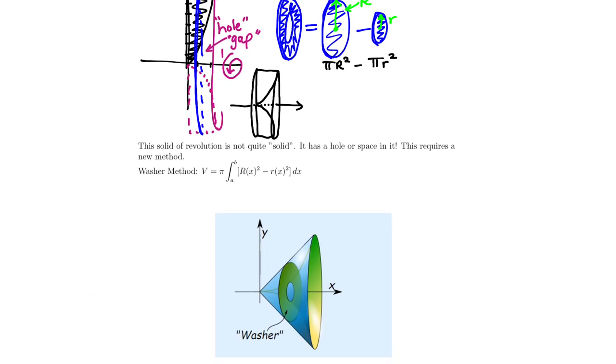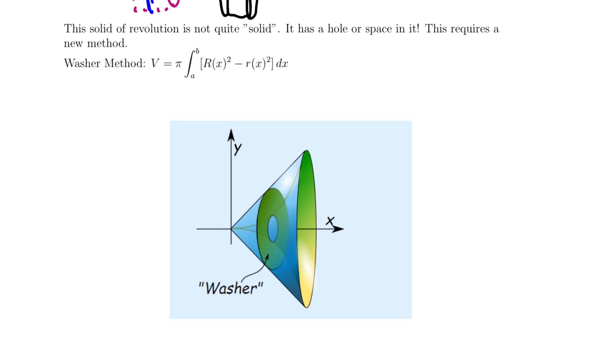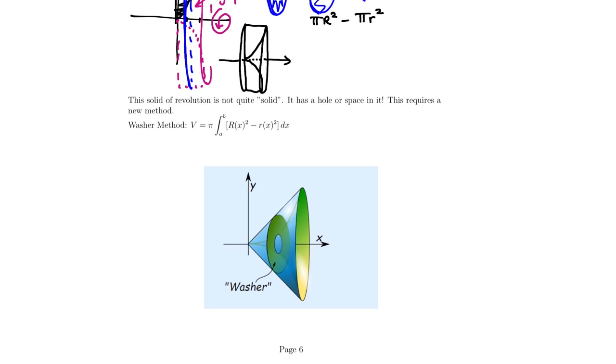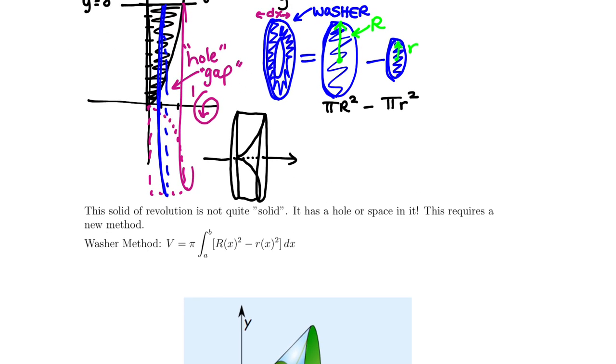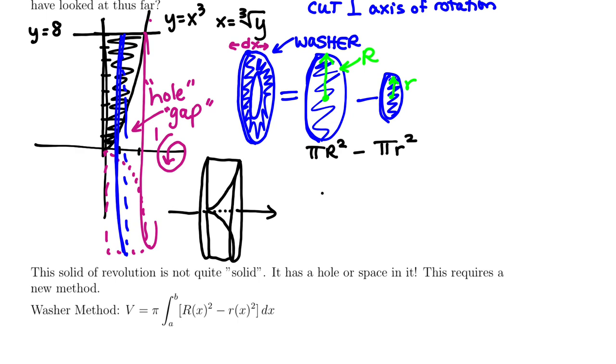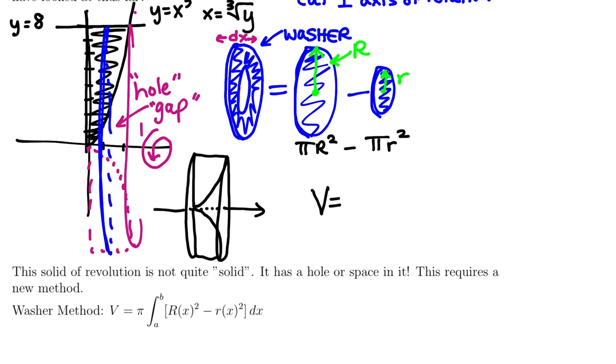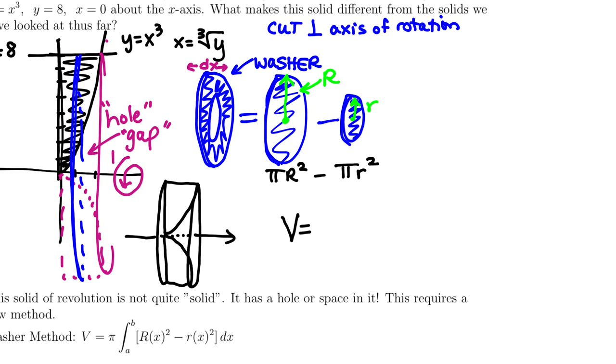Oh, slow down. If you're looking in your notes, they show the same thing. So, Alex, here's the method they talk about. They take big R minus little r. They have the outer radius minus the inner radius. Okay? So that's what we're talking about. So let's set this volume up. We'll just set it up. We are going to cut perpendicular.